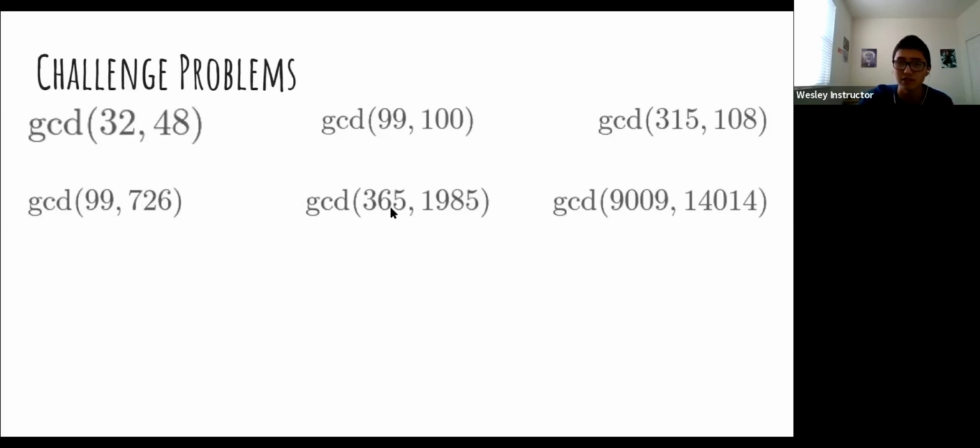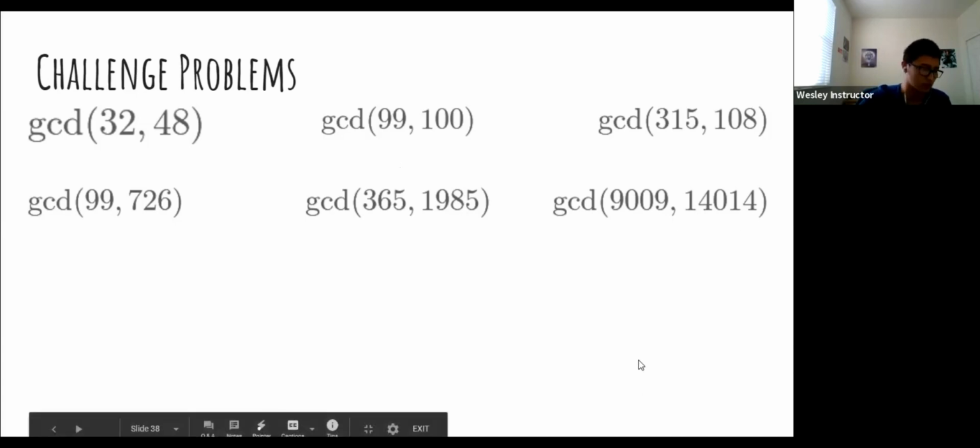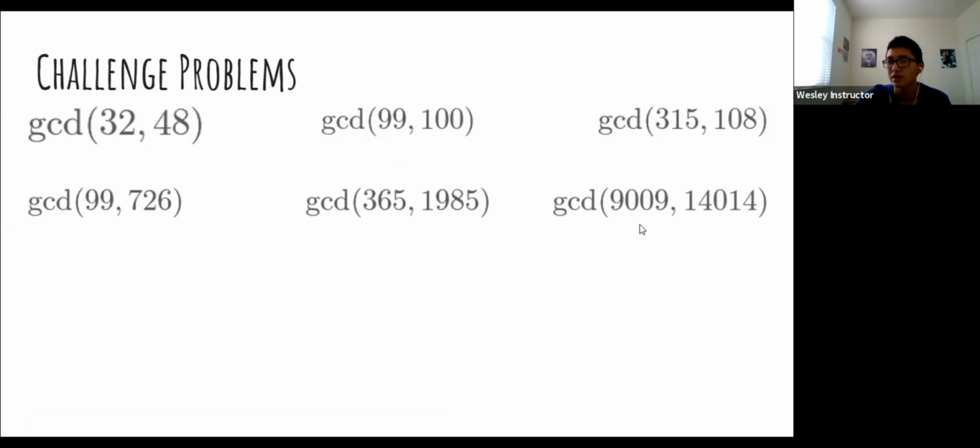GCD of 365 and 1985, the answer is 5, because they can both be divided by 5. And the GCD of 9,009 and 14,014, the answer is 1,001. Again, you guys know 9,009 can be divided by 1,001, and 14,014 can also be divided by 1,001. So that's your answer.